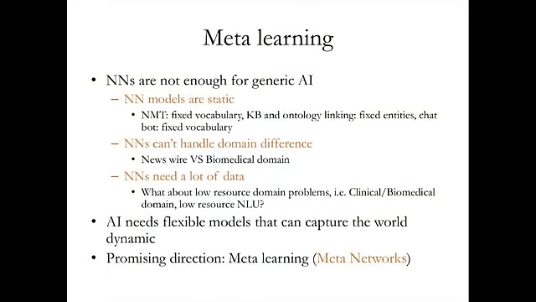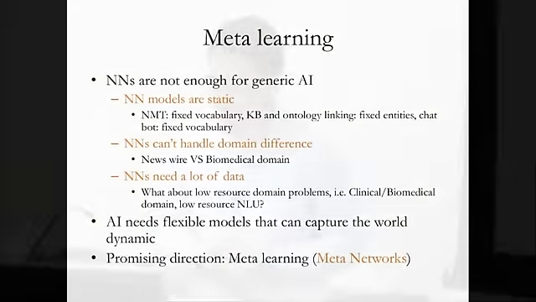All right, so there is another direction to work on: meta-learning. We know that neural networks are not enough for generic artificial intelligence, because neural network models are static. For example, in machine translation we have a fixed vocabulary, or in knowledge base and ontology linking, we have fixed entities. In a chatbot, we have fixed vocabulary, right? But the world is dynamic. When a new word comes into the vocabulary, we have to start training the model from scratch.